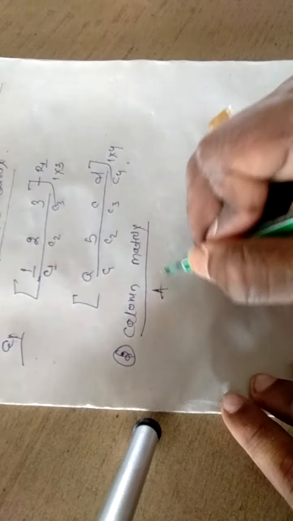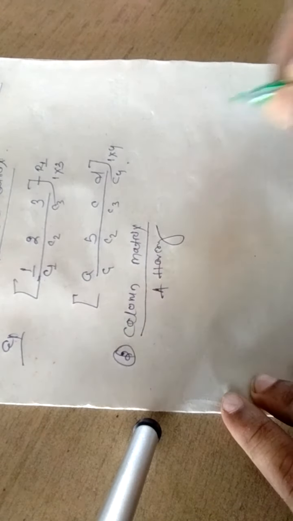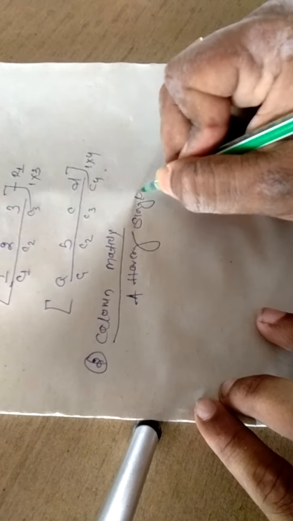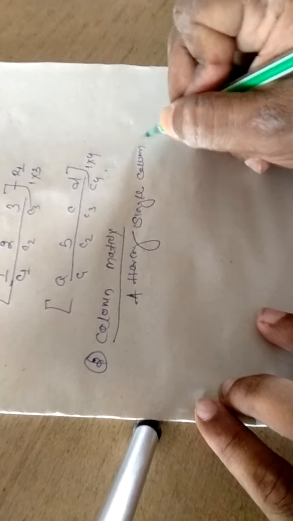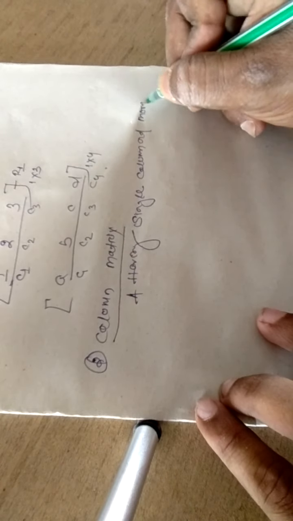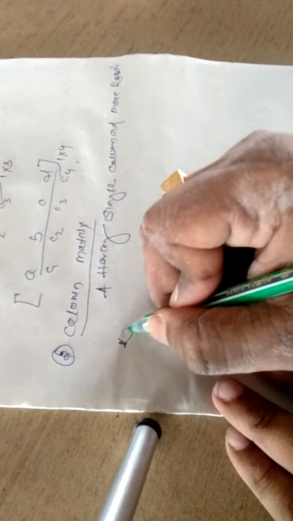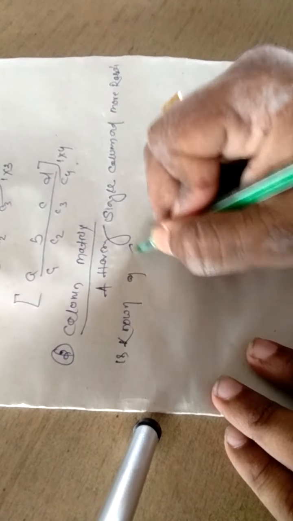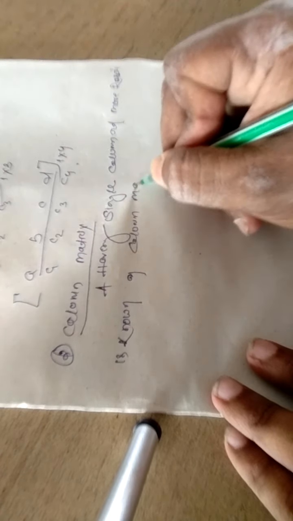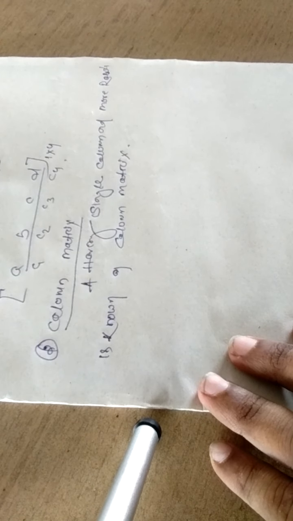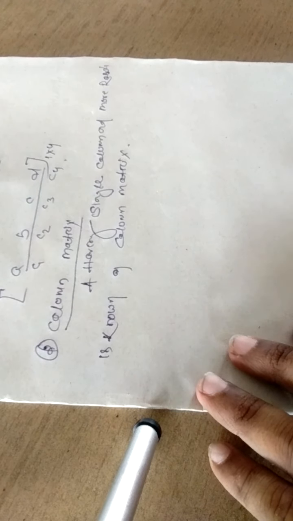A matrix having a single column and more rows is known as a column matrix. That means the matrix has only a single column and more than one row.